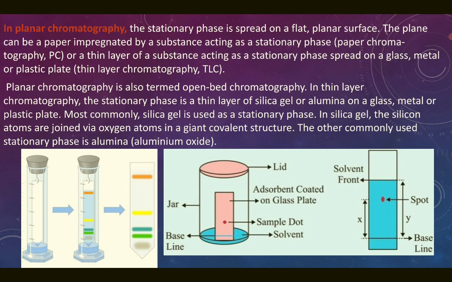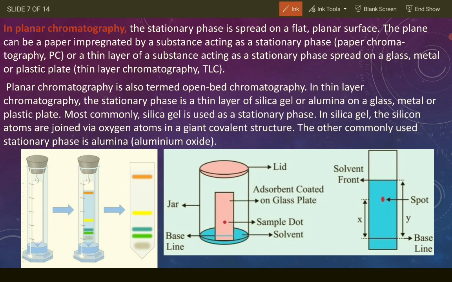Here you can see that this is the paper chromatography where the stationary phase is a paper, right? A planar surface, because it's a kind of planar chromatography. The stationary phase is paper and the mobile phase is the liquid at the bottom, right? So this is a kind of planar chromatography.